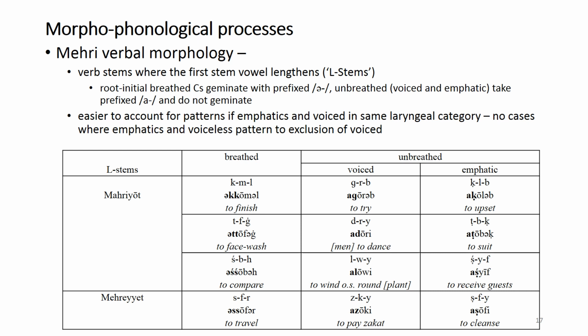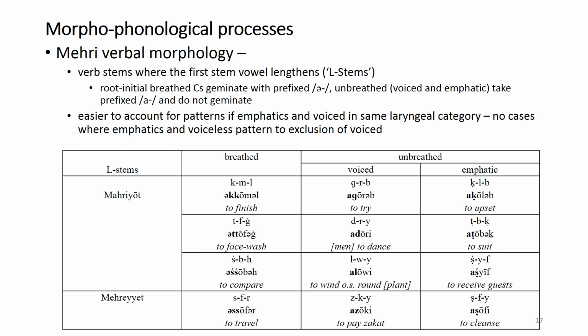Moving on to morpho-phonological processes, we'll look at what happens to the initial root consonant of verb stems in 2 varieties of Mehri, Mahriyot and Mehreyet. This particular type of verb stem is one where the first vowel lengthens. These are known as L stems. I'm grateful to Janet Watson for supplying the examples.